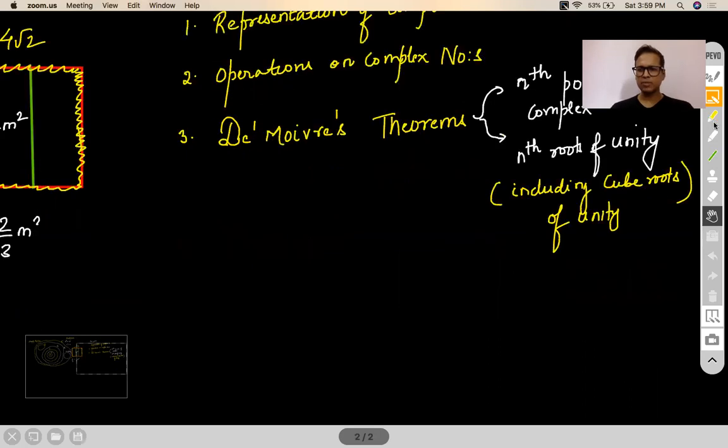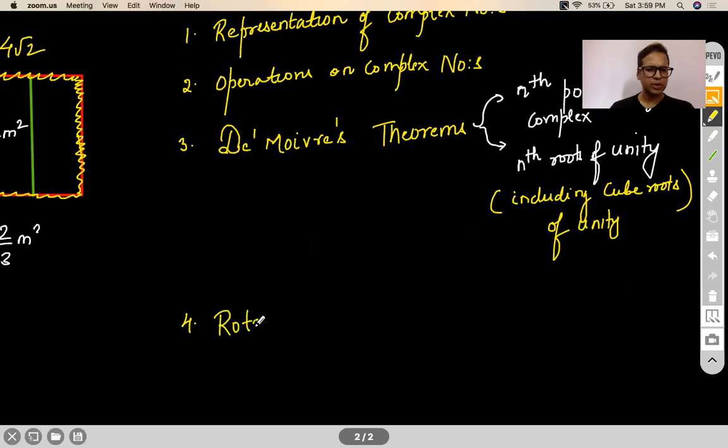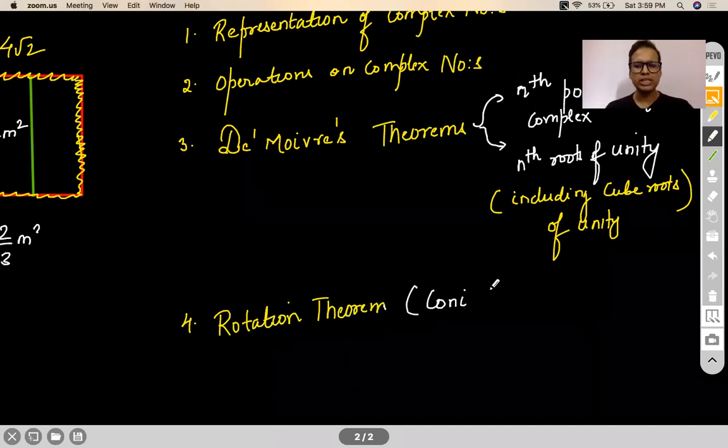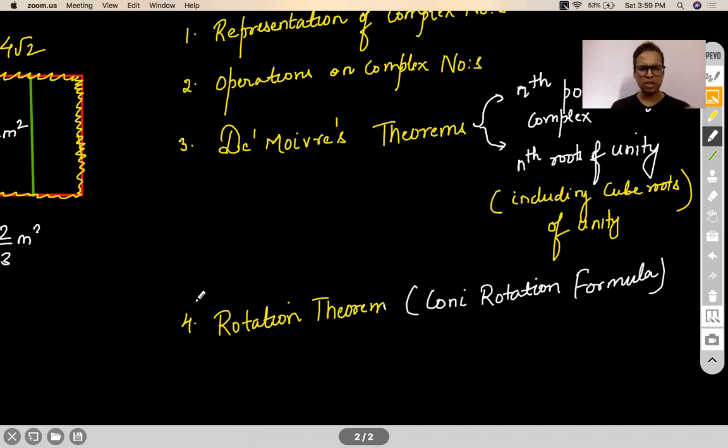The next thing we are going to talk about is the rotation theorem. Here we'll be introducing a new type of formula to you called the Kony's rotation formula. This is a slightly tricky concept. Of all the four that we have discussed so far, it requires a bit of practice. We'll do that through questions, not to worry.